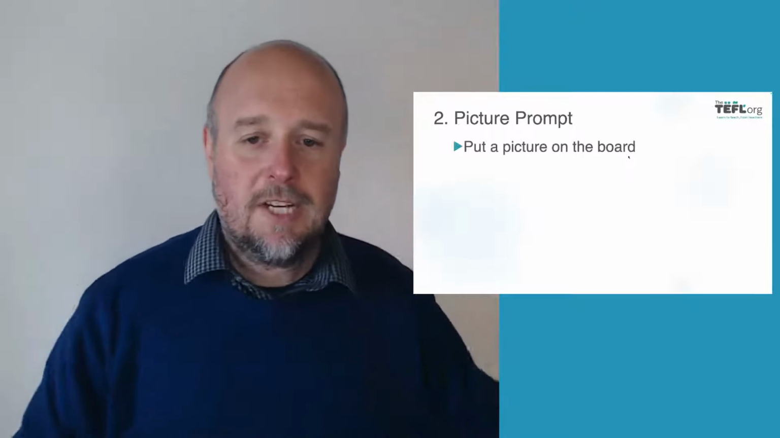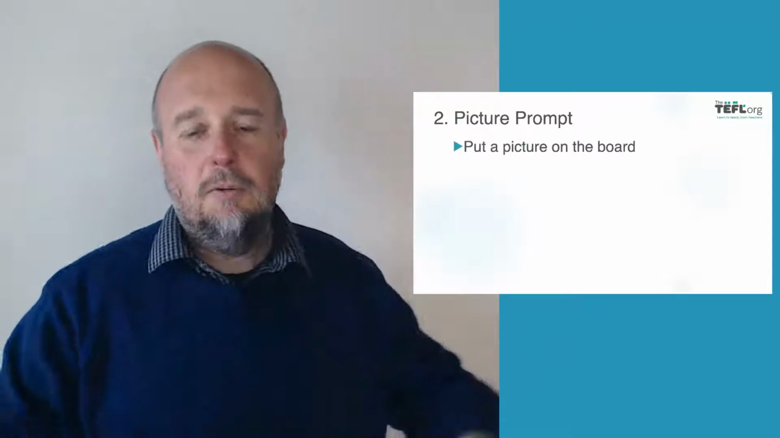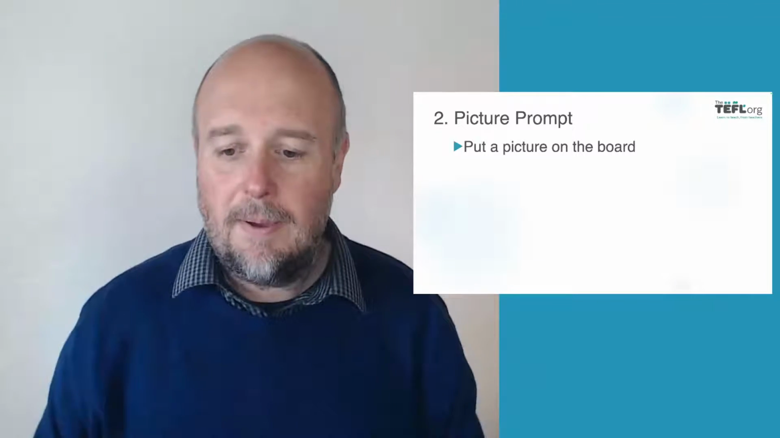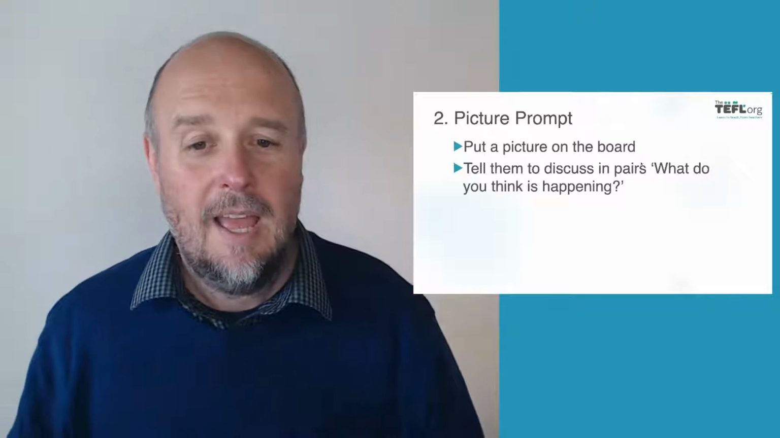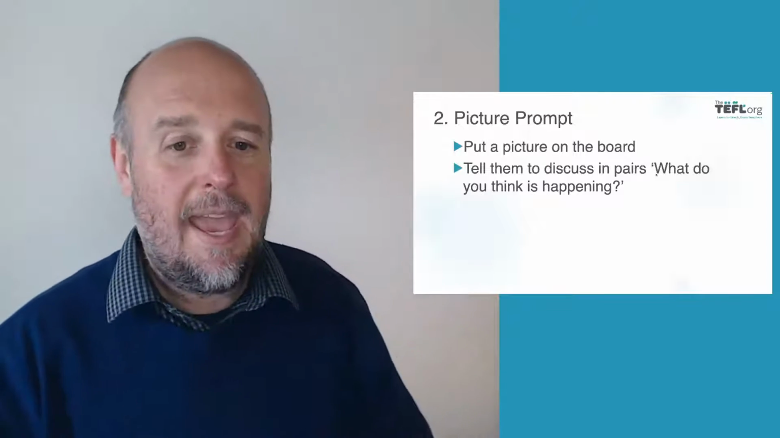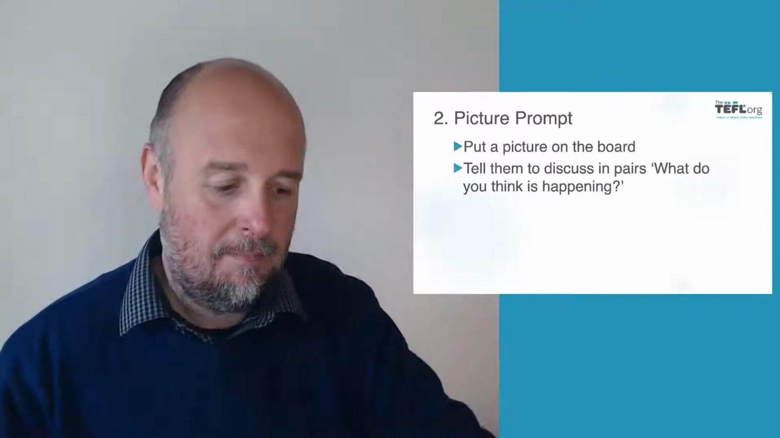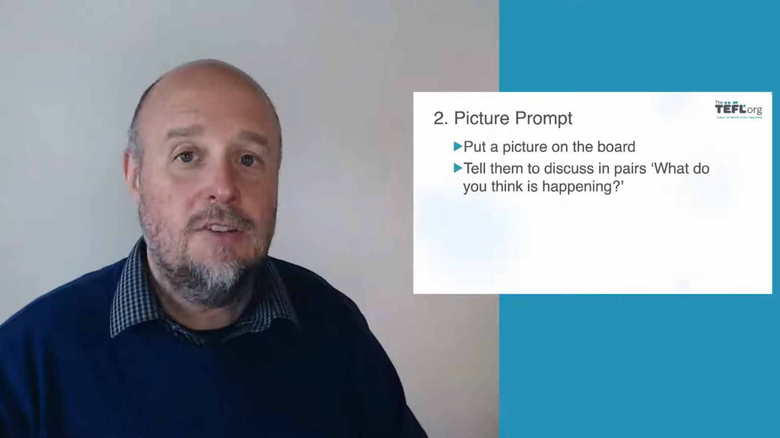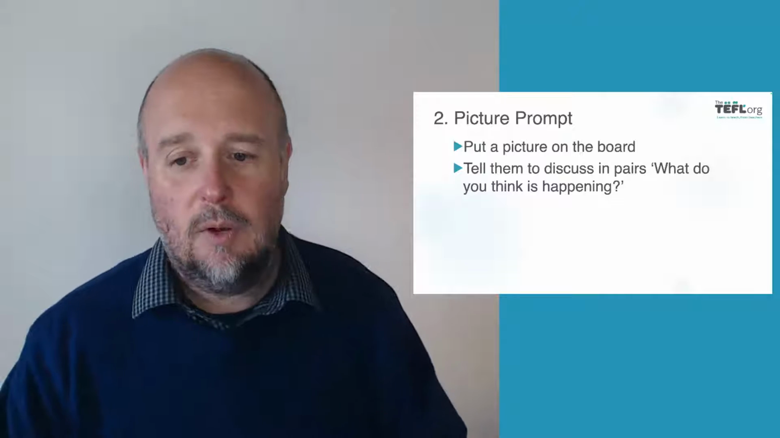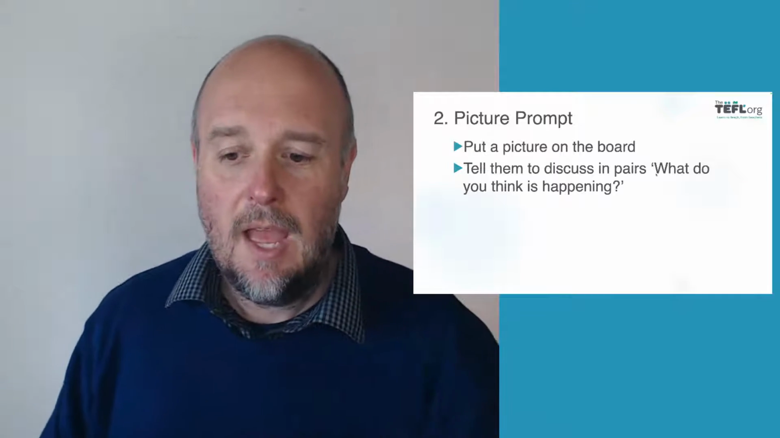Right, a picture prompt. So you put a picture on the board. If you haven't got a board, you hold up a piece of paper. If you're doing it online, you share a picture of something. You tell them to discuss in pairs, what do you think is happening? Something like that. Very simple. Or, what can you see? Tell your partner what you can see. You walk around and you do it.